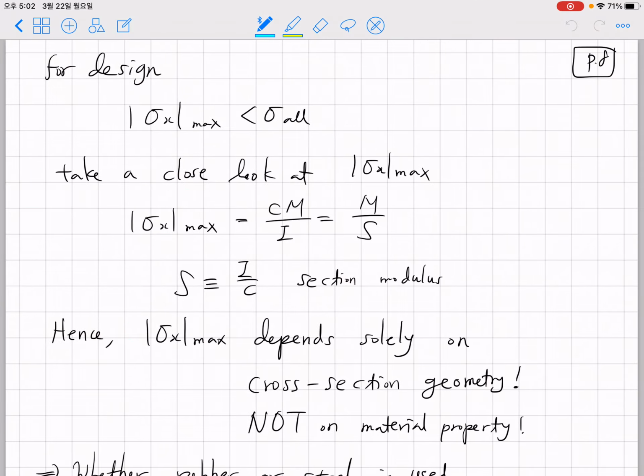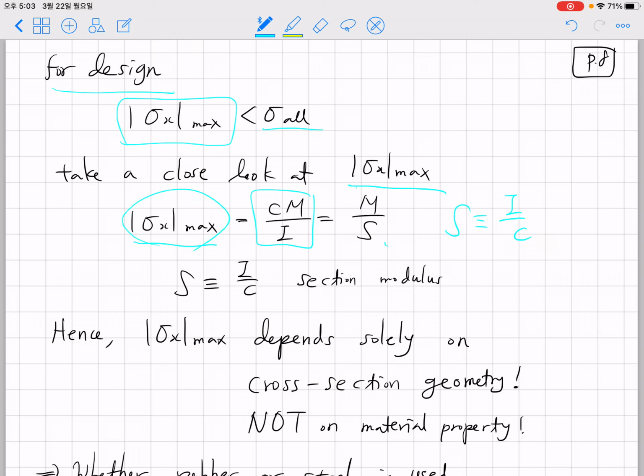So these are what we can obtain from mechanical equilibrium analysis, starting from the geometrical assumptions in the second topic of today's lecture. So what's the implication in terms of design? In terms of design, we have to satisfy that the maximum normal stress must be smaller than the allowable stress of the material. If we take a closer look at sigma x max, it can be written as c times M divided by I. And if we define S as the section modulus I over c, the maximum normal stress can be written as M over S.